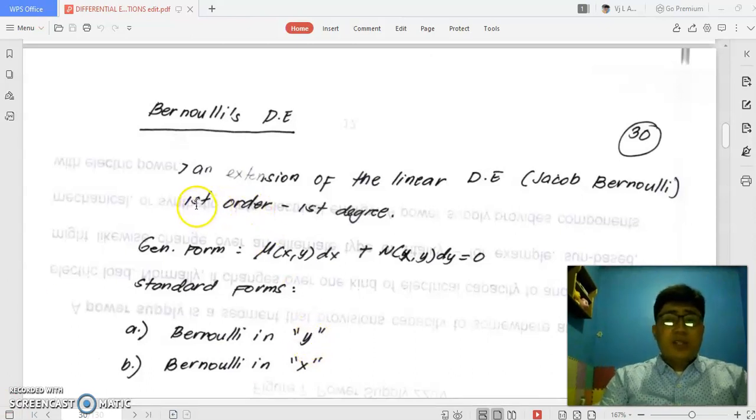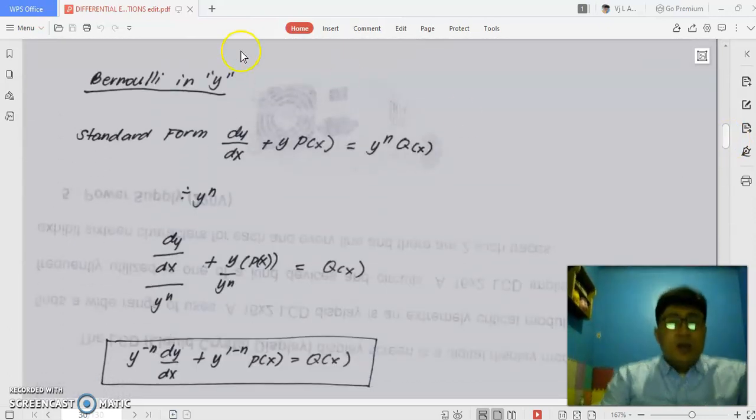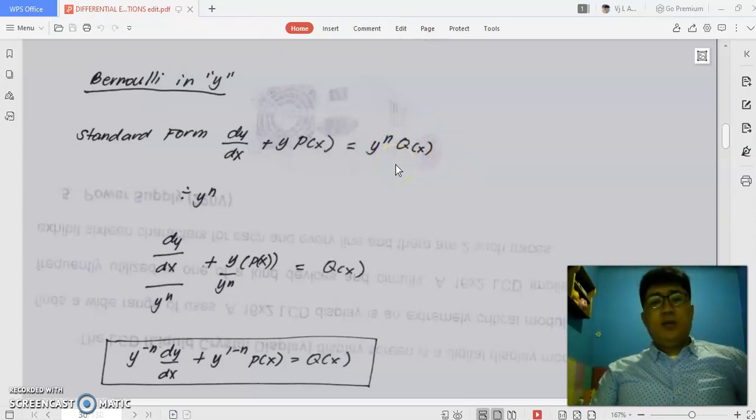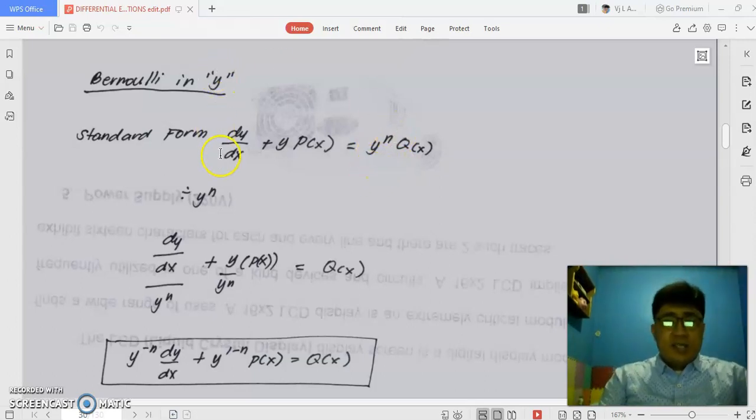So as I've told you, this is a first order, first degree differential equation. Then it will follow the general form, which is m of xy dx plus n of xy dy equals 0, and it will follow this standard form written below. Here, the same as your linear differential equation, there is still Bernoulli in y and Bernoulli in x. In Bernoulli in y, the standard form looks similar to your linear, except on the right side, the q of x has another variable which is y. In a linear differential equation, the right side is only q of x. So this is the standard form of Bernoulli differential equation.